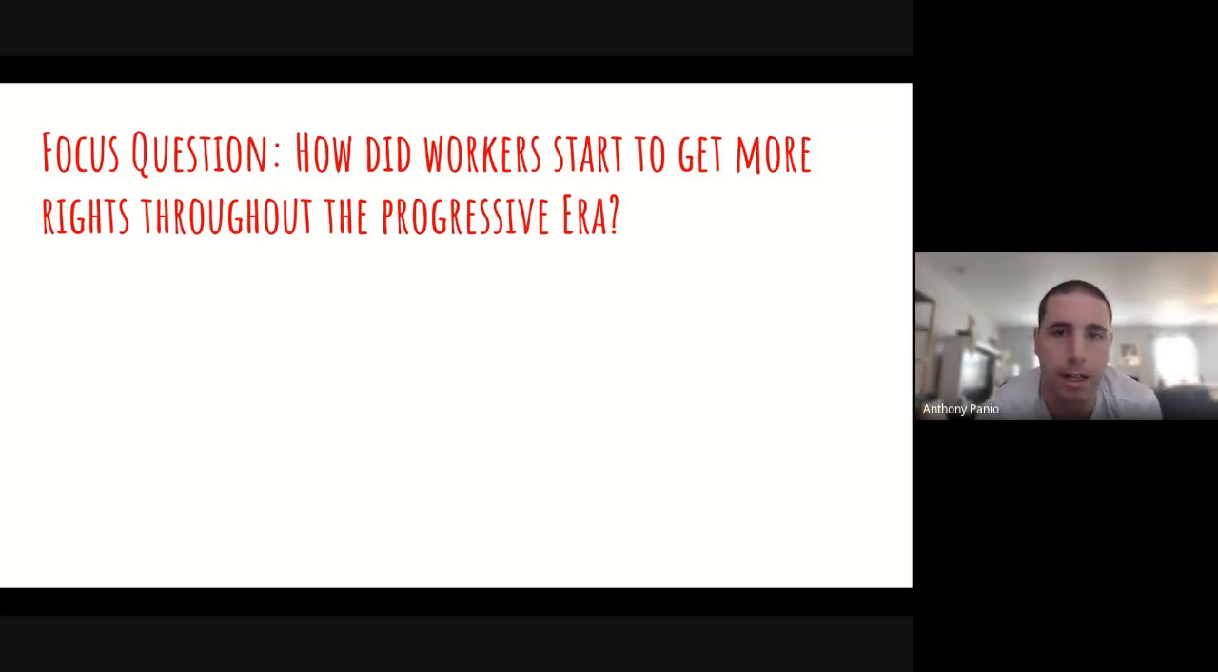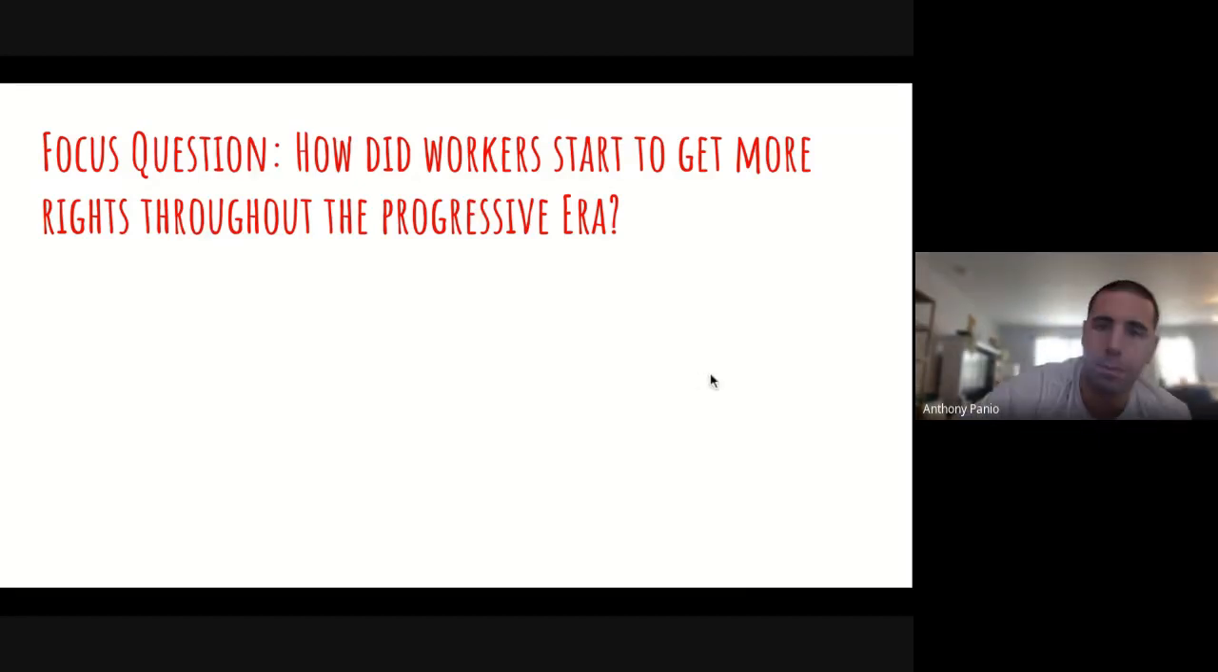It's going to be on labor unions. So the focus question is, how did workers start to get more rights throughout the progressive era? At this point, we've already gone over what the progressive era is. You got a good sense of what a muckraker is, and we've seen how we've gotten rid of monopolies. So now we're going to focus in on the specific workers, the factory workers, the construction workers. How do they start to get more rights in the progressive era?